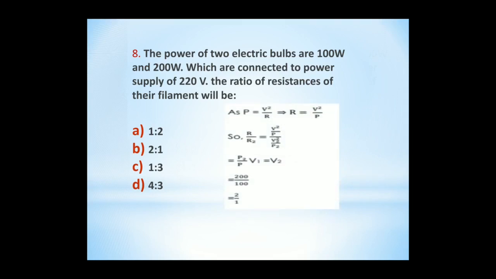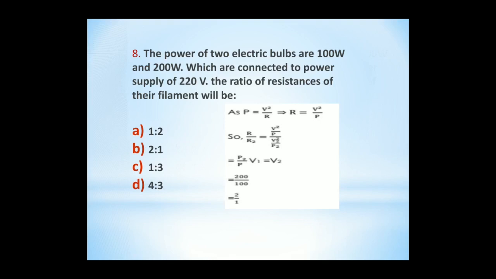We know that from the relation of power, P is equals to V square by R. From that we can find out the value of R. R is equals to V square over P. According to given question, we have to find out ratio of resistances. So if we have resistance of one electric bulb equals to R1 and resistance of other electric bulb equals to R2, so their ratio is R1 over R2. By putting their values, R1 is equals to V1 square over P1 and R2 is equals to V2 square over P2.